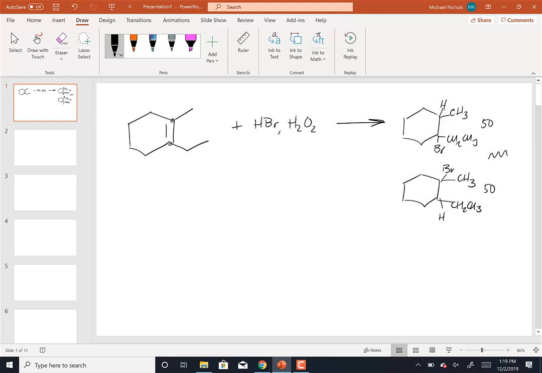Is the reaction regioselective? It did make two products, but did it select one over the other? No. So this is not regioselective. Is it stereoselective? No, it's never going to be stereoselective because it's 50-50 cis and trans.